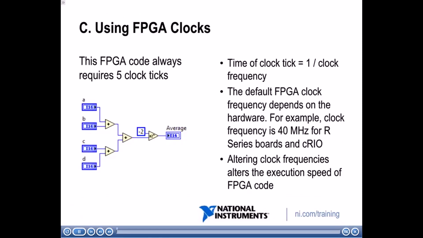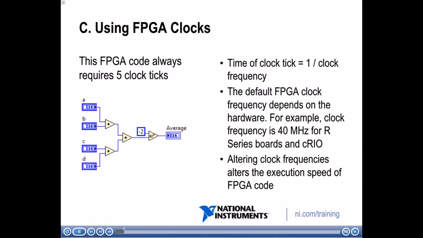In the previous section, we described how all code in a single cycle time loop finishes executing within 1 tick of the FPGA clock. By the end of this module, you will be able to use FPGA clocks to determine the execution time of the individual VIs and functions on an FPGA VI block diagram.